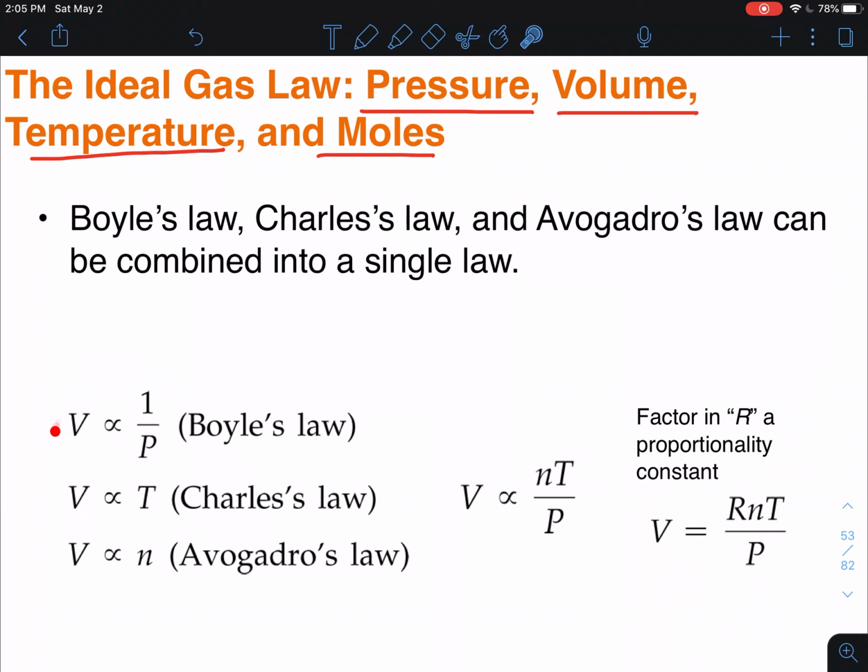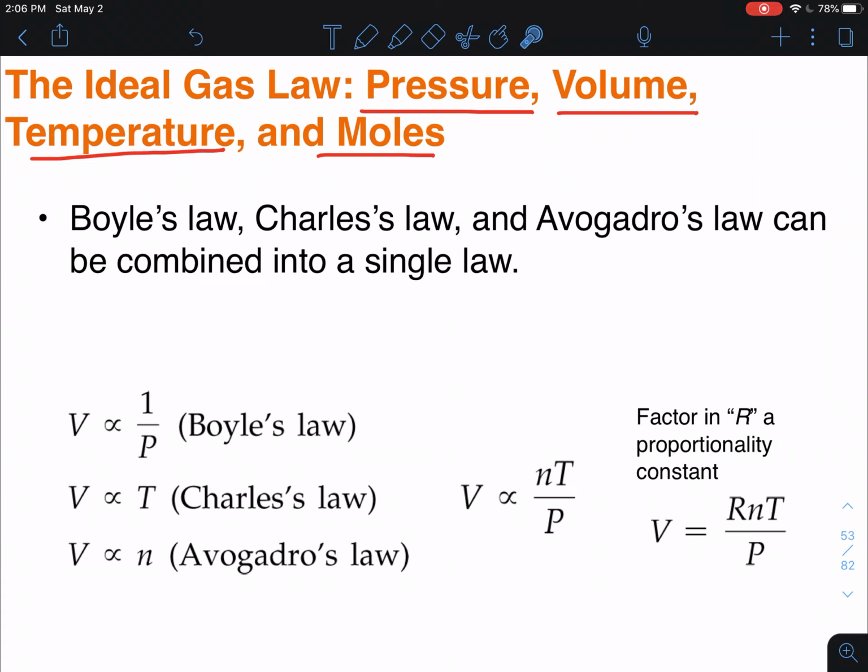So again, we have Boyle's law, which is volume is inversely proportional to pressure. We have Charles' law, where volume and temperature are directly proportional. And then we have Avogadro's law, where volume and number of moles are directly proportional. So if we combine these, with volume on the left side of the equation and everything else on the right, the only thing in the denominator would be pressure. So that's what we have here.